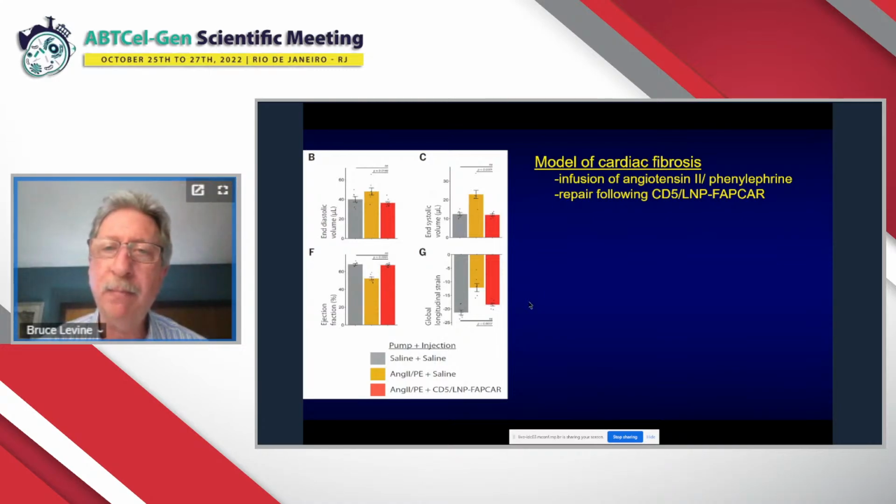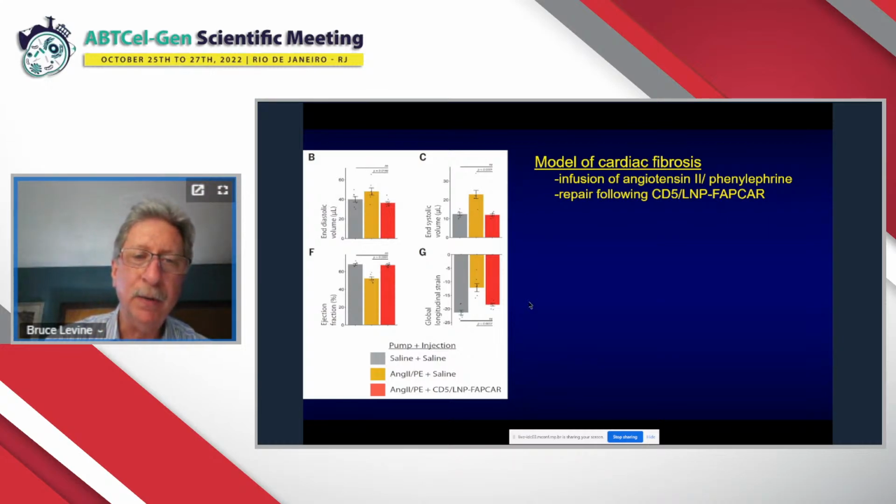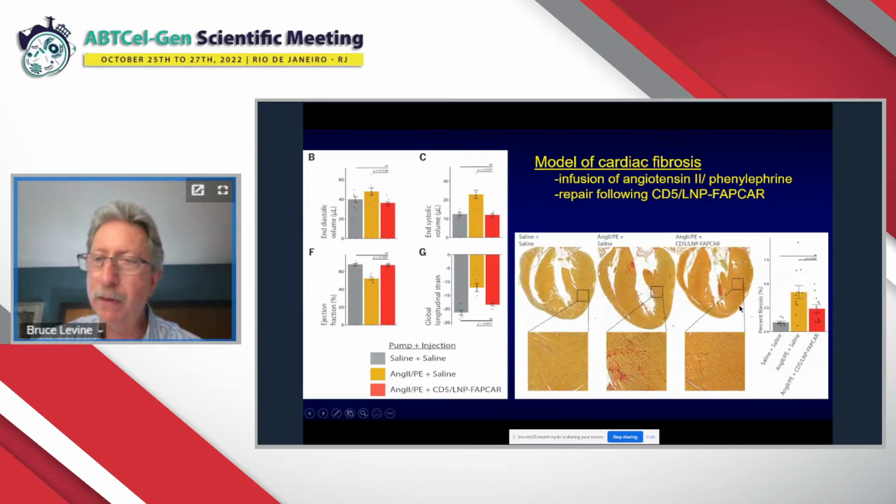You induce fibrosis by the infusion of angiotensin II and phenylephrine, and the repair following delivery of the CD5 targeted lipid nanoparticle FAP CARs is shown. The baseline control is shown in gray, that's saline. The induction of fibrosis is shown in the tan, and following delivery of the CARs is shown in the red. And here's another figure showing that same principle.